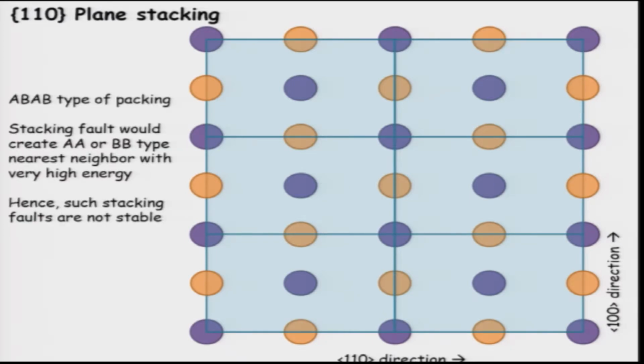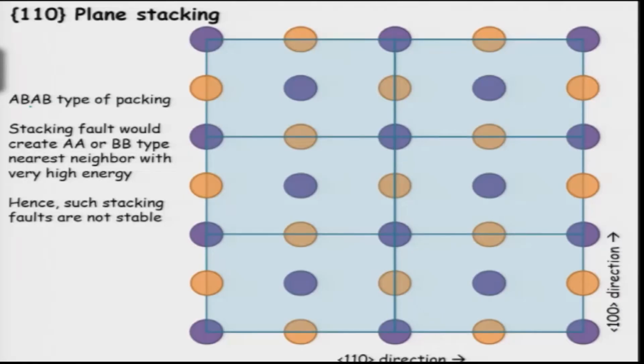So, what we have is an AB type of packing. Now, let us say there was a possibility of a stacking fault. So, from AB what would you go to? If this was AB type of packing, any stacking fault here would mean that you either take away this or you bring in another layer.